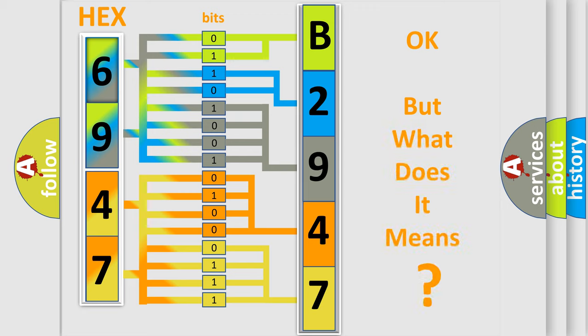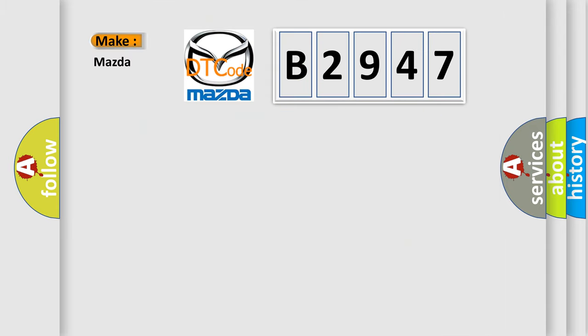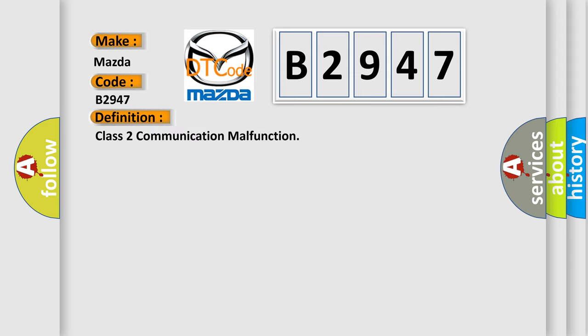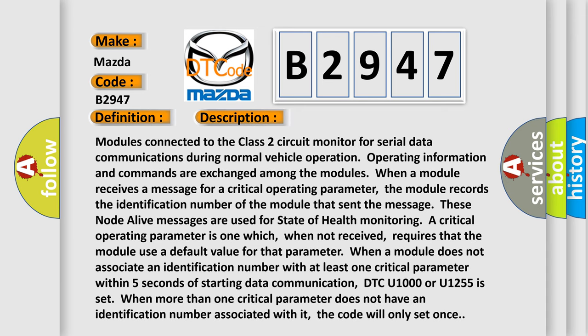The number itself does not make sense to us if we cannot assign information to what it actually expresses. So, what does the diagnostic trouble code B2947 interpret specifically for Mazda car manufacturers? The basic definition is Class 2 communication malfunction. And now this is a short description of this DTC code.